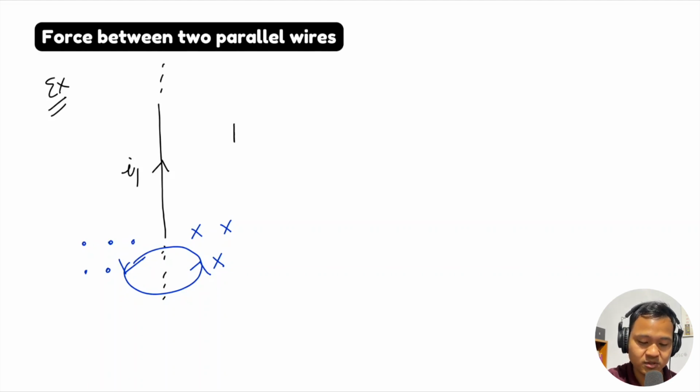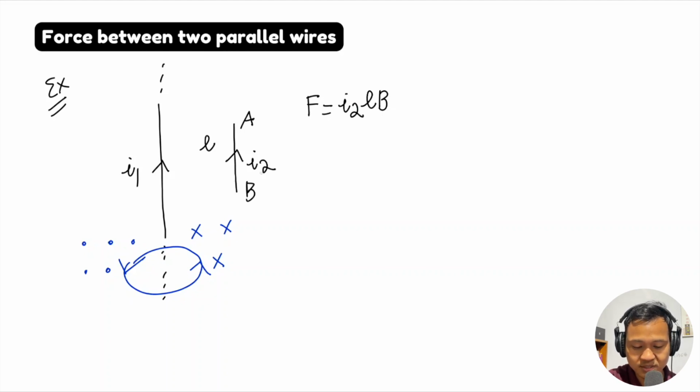Suppose I have a small wire here, same current I2, length L. What is the force experienced by this small wire? Force experienced by this small wire is I into L cross B. B is due to wire 1. So on the right side, the magnetic field will be inward.